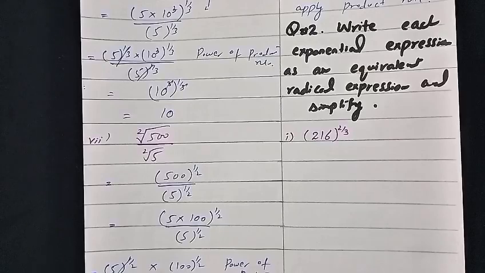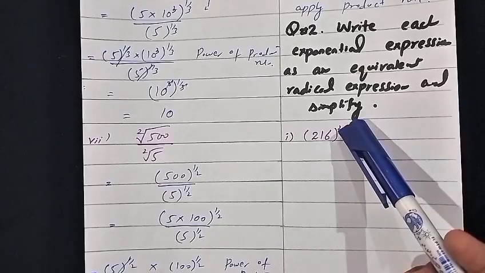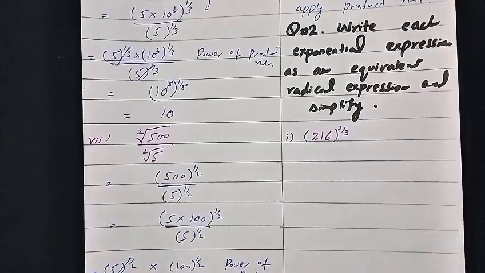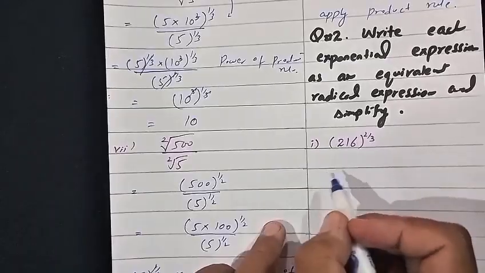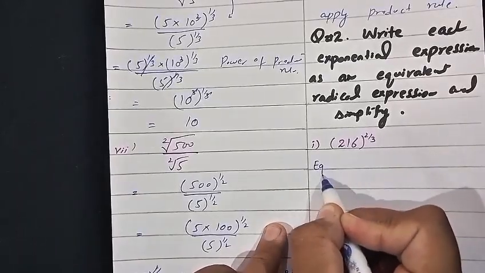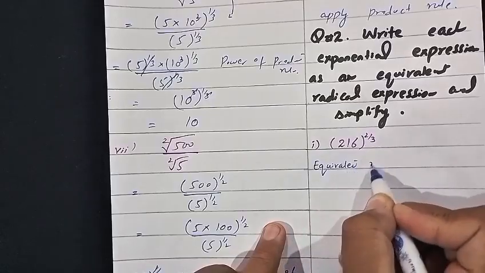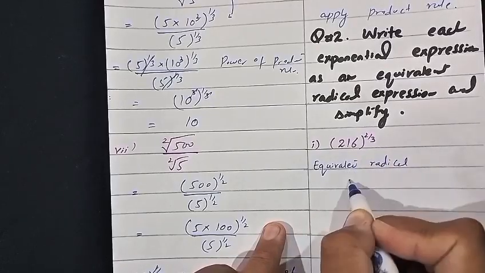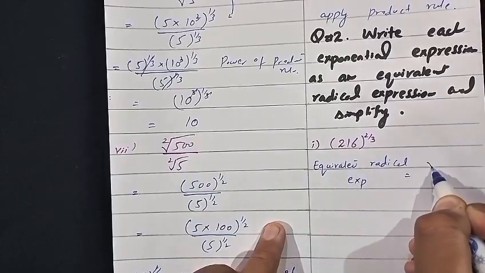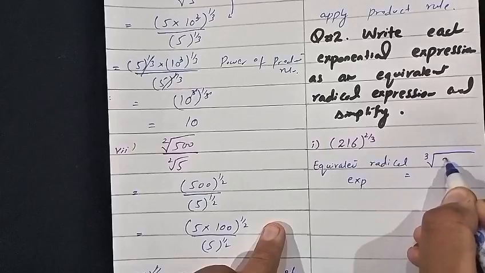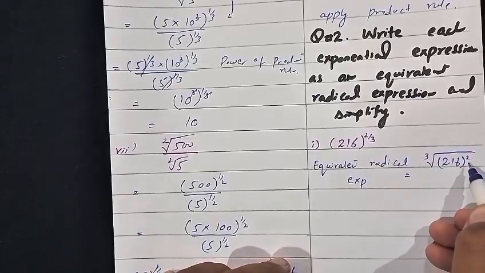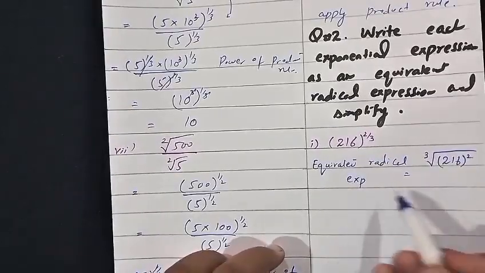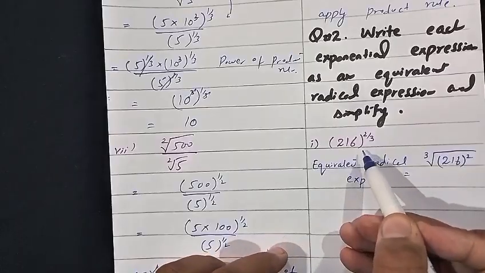Question number 2 is: write an exponential expression as an equivalent radical expression and simplify. So this is an exponential expression. We write it as an equivalent radical expression. Here 3 is the index of 216 and 2 is the exponent of 216. So as an equivalent radical expression, it becomes cube root of 216 with exponent 2. So this is the equivalent radical expression of this exponential expression.